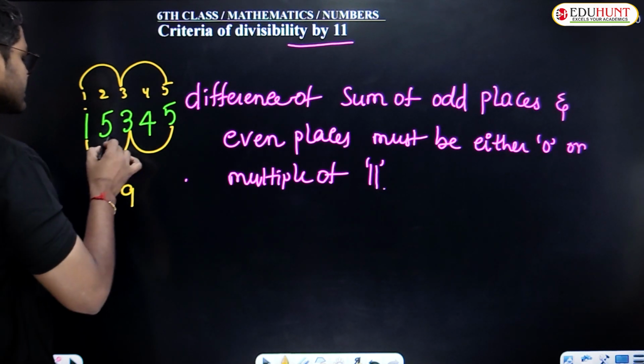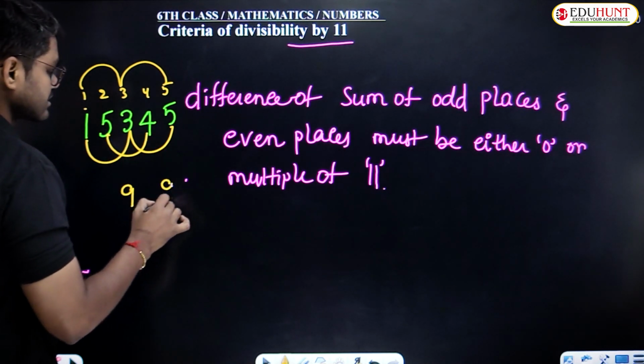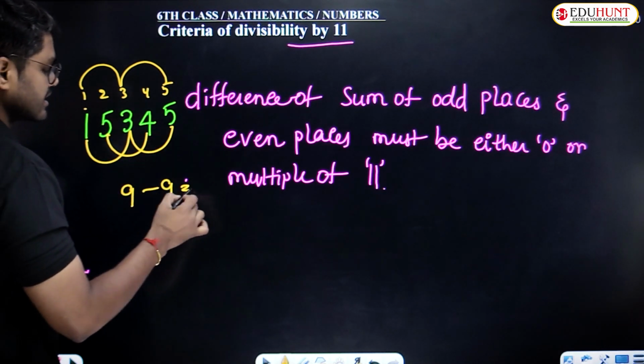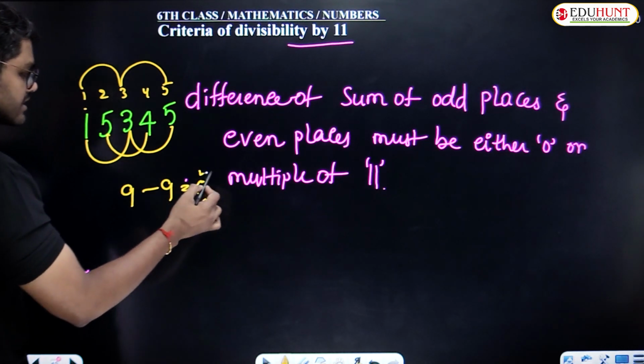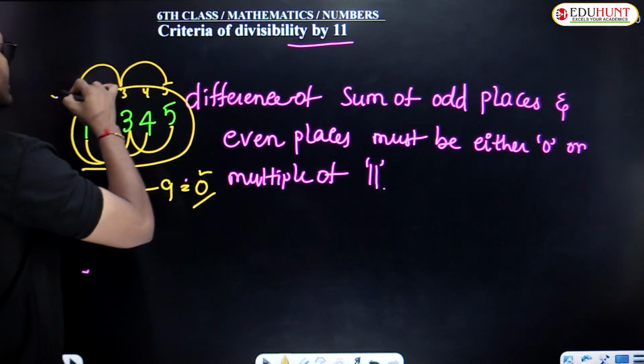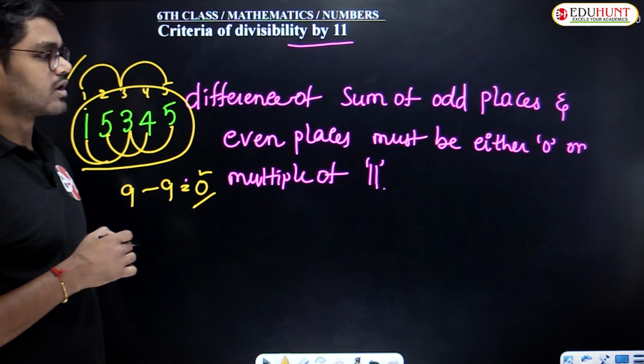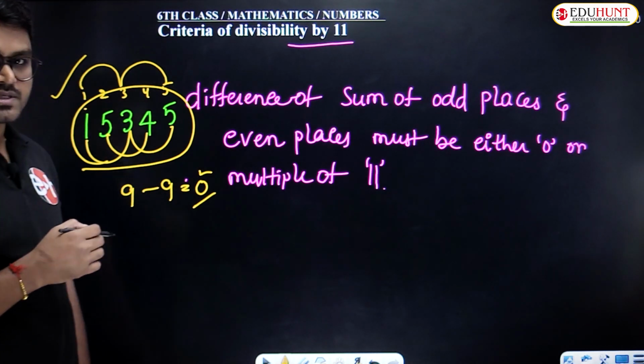Next take even places, 5 and 4. This is also 9. Take the difference, 9 minus 9 is 0. Then this whole number is divisible by 11. Okay? Right. Did you understand, students?